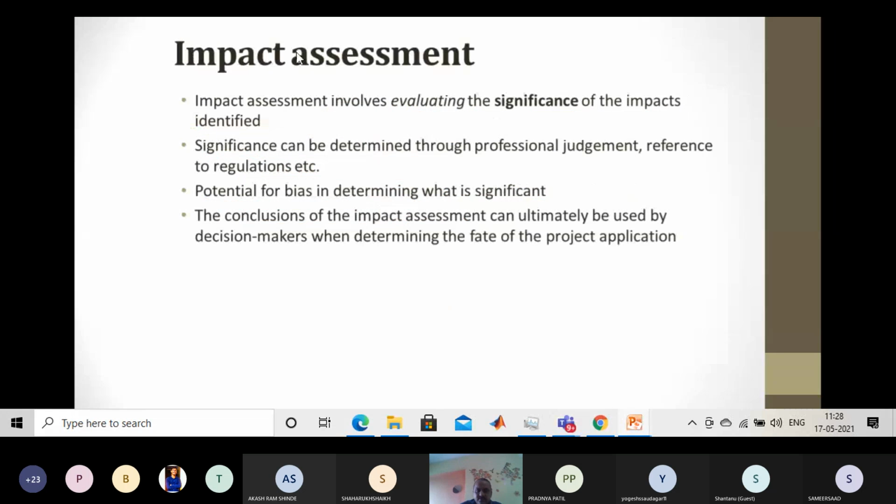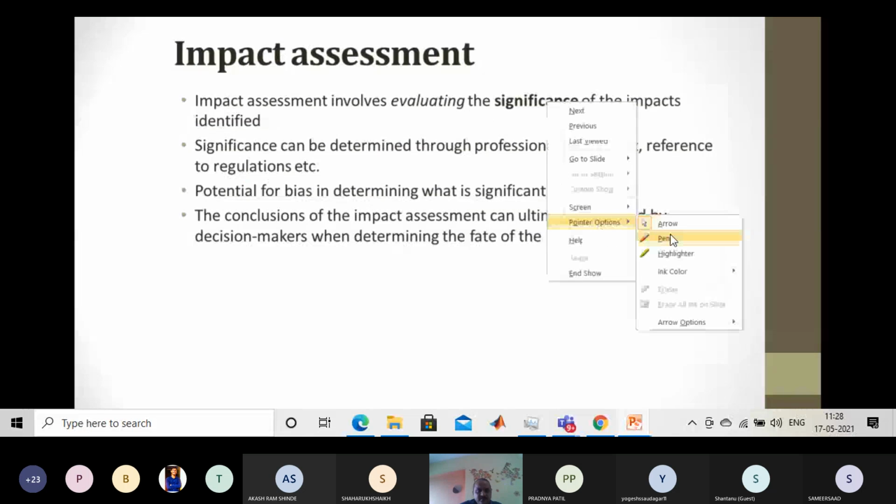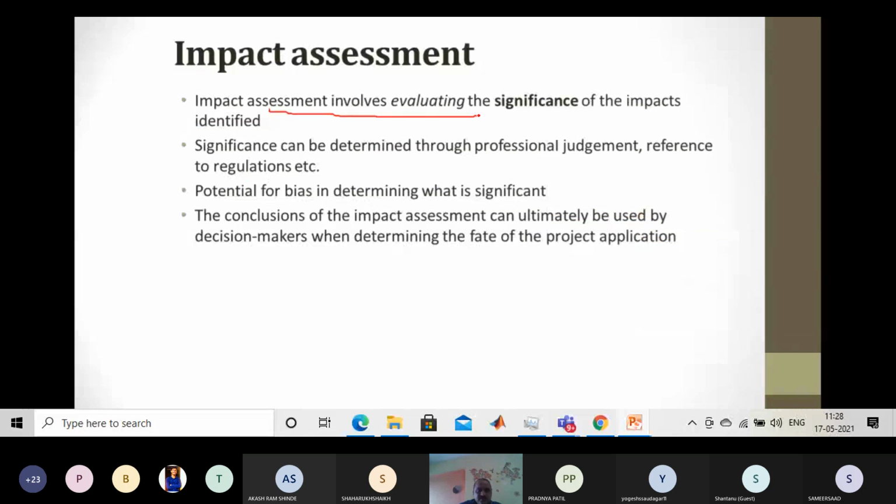Impact assessment. Next heading is what? Impact assessment. Under impact assessment, you need to consider evaluating the significance of the impact identified. Significance can be determined through professional judgment, reference, and regulations. The conclusion of impact assessment can ultimately be used by the decision makers when determining the fate of the project application.